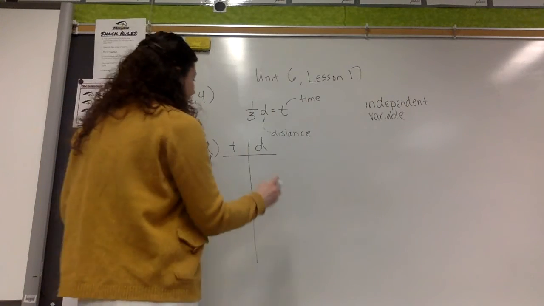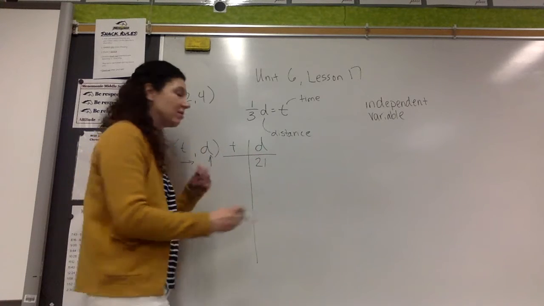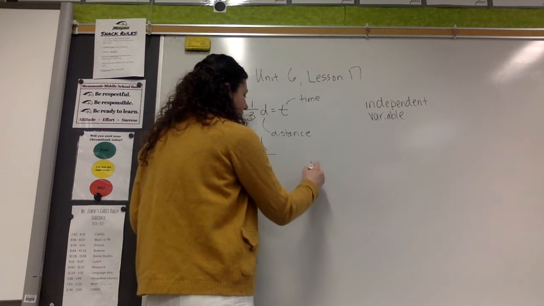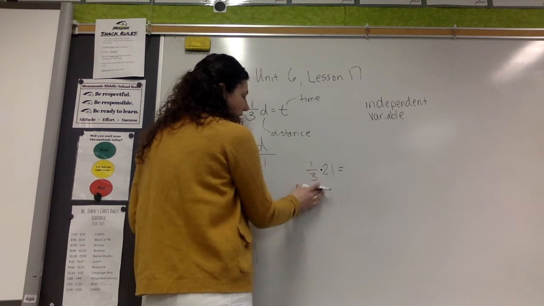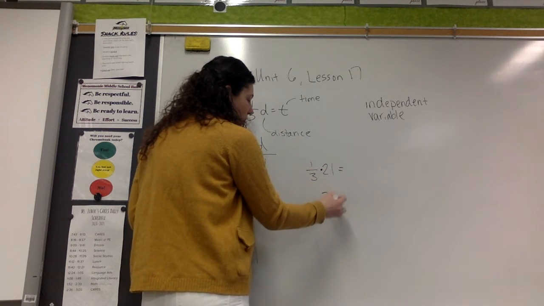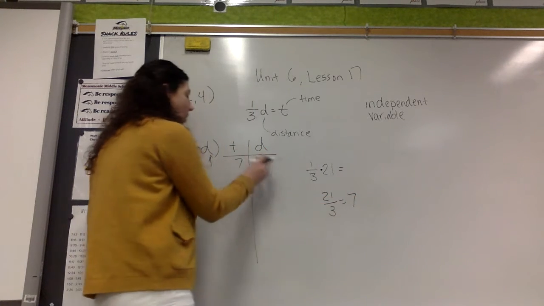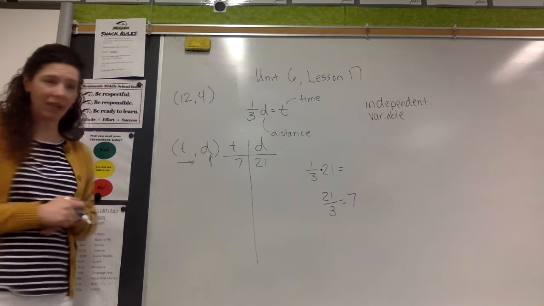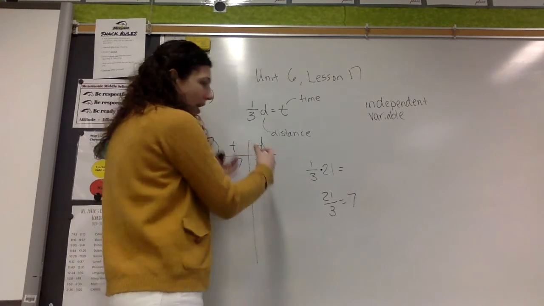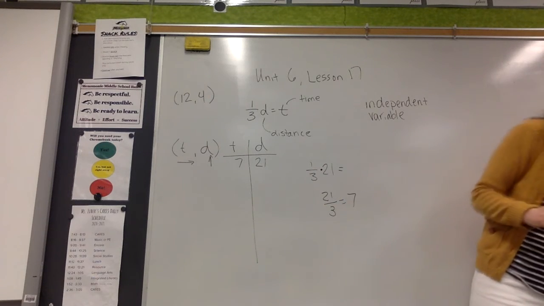So I am going to make D worth 21, okay? So that's one thing that I'm doing. I'm going to sub in that 21 for the D. And then when I do this math, I get 21/3, or 21 divided by 3 is 7. So when D is 21, T is 7, right? So when I need to generate several of these, and then I need to go ahead and graph it.